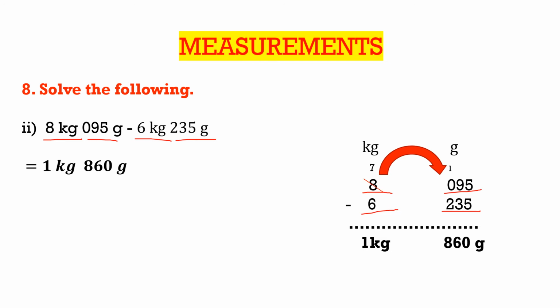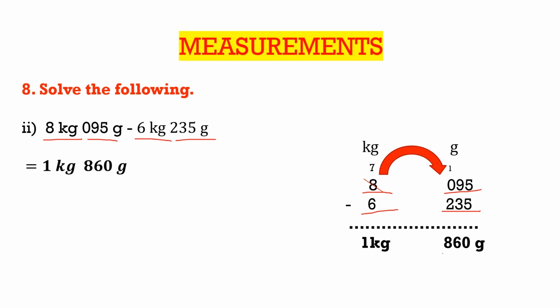Now first subtract from the gram column. 5 minus 5 is 0 and 9 minus 3 is 6, and we can't subtract 2 from 0. So we have to take the carryover from the kilogram column. Now this 0 becomes 10. 10 minus 2 is 8. Write down 8. Now we get 860 gram.